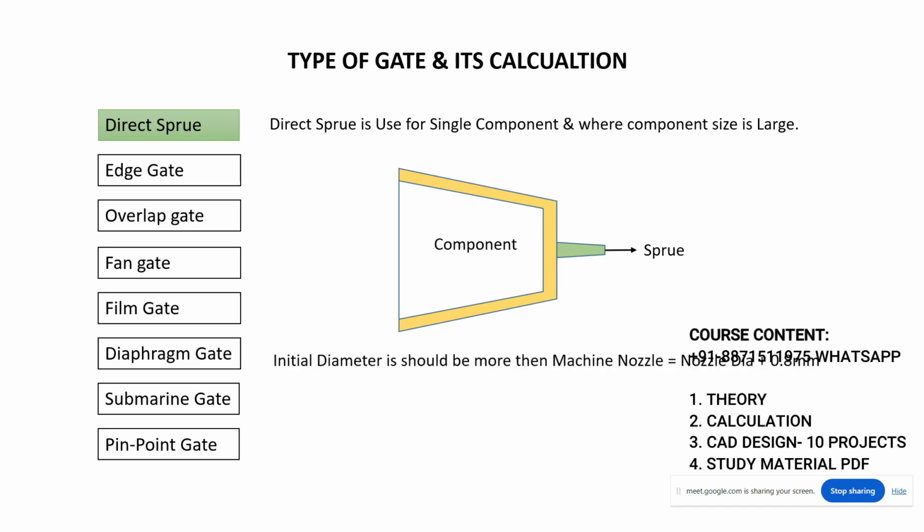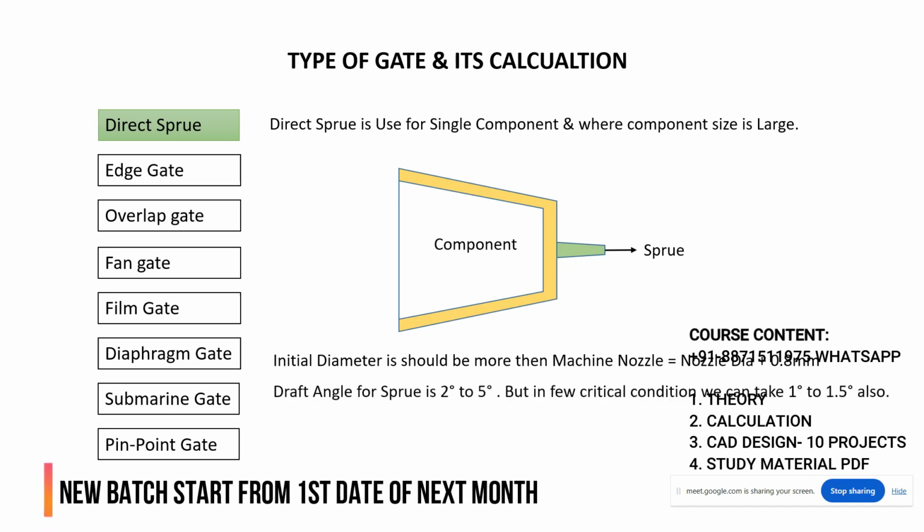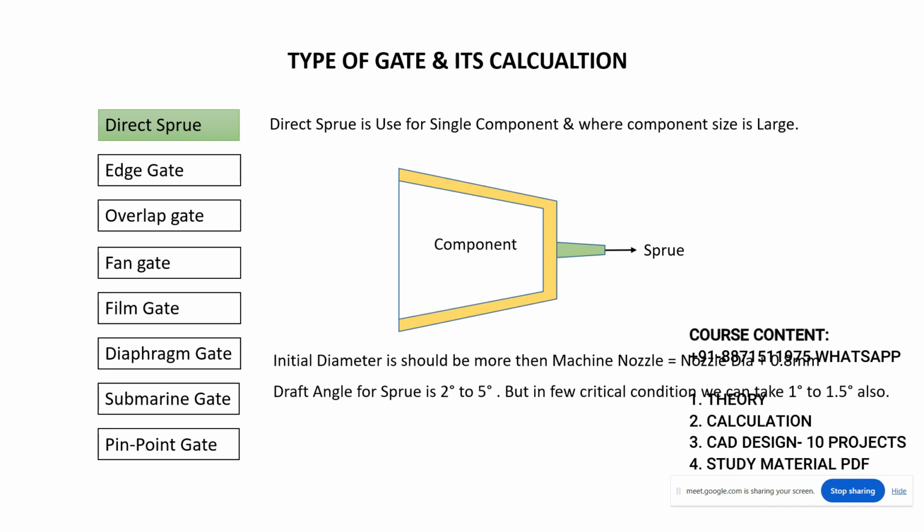So this is the sprue. Here the initial diameter should be more than the machine nozzle. So the nozzle diameter plus 0.8 or 1 mm you can take. 0.8 mm is not a specific value, you can take 1 mm also. See, the draft angle for the sprue should be between 2 degrees and 5 degrees.